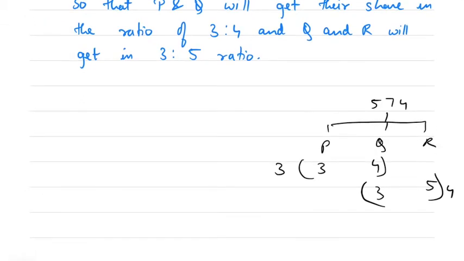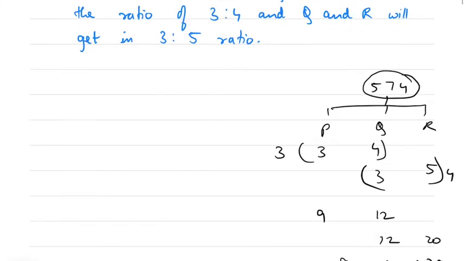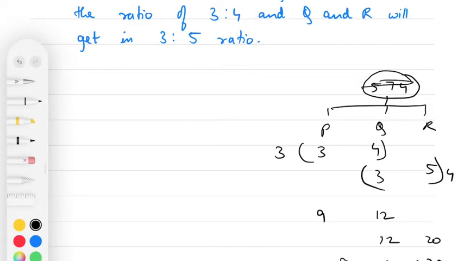Now 3 into 3 is 9, 3 into 4 is 12, correct? 4 into 3 is 12, 4 into 5 is 20. So the ratio is 9:12:20. So ratio between P, Q and R is 9:12:20. Right? So now you divide 574 in the ratio 9:12:20. Okay? So let us solve.